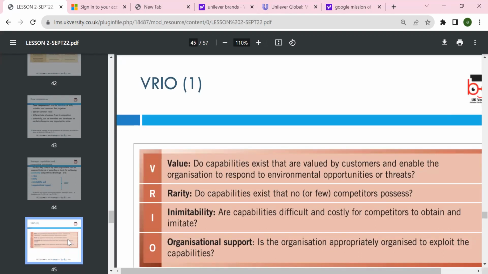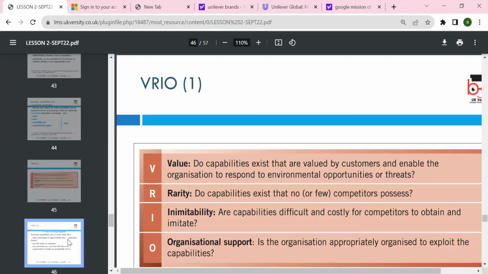Value: do we have a capability that is of value to the customer, enabling us to respond to opportunity and threat? Rarity: do capabilities exist that no competitors or only a few competitors possess? Like when we look at Apple, Samsung, Nokia, or others. Imitability: are the capabilities difficult and costly to copy, can anyone copy the idea? Organization support: is it appropriate, relevant to achieve the objective of the organization?